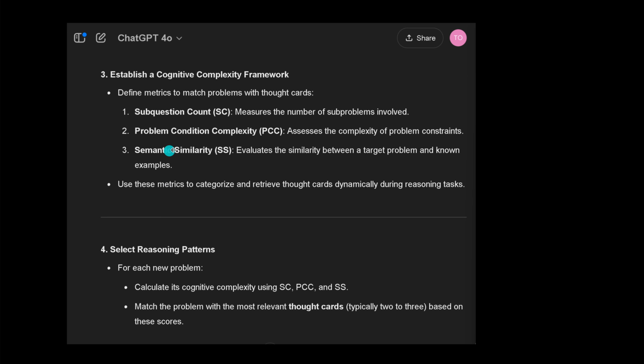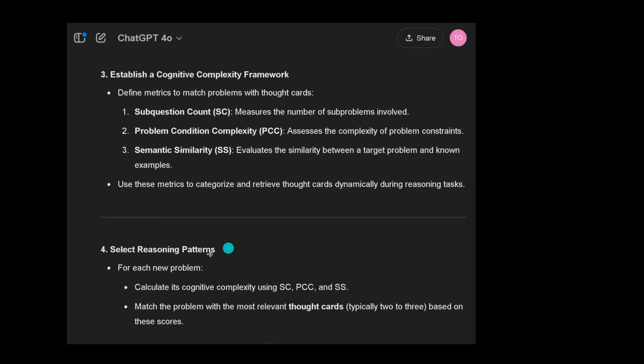Then we have a kind of problem condition complexity, which tries to assess the complexity of the problem constraints. How high is it in general? And then we have the semantic similarity, which you already know from simple sentence transformer and BERT systems. We simply evaluate, for example with cosine similarity, the closeness in our vector space between a target problem and the known example to solve on a higher abstraction level. Then you can use these metrics to categorize and retrieve your sort cards and find the perfect card for a given unseen test problem.